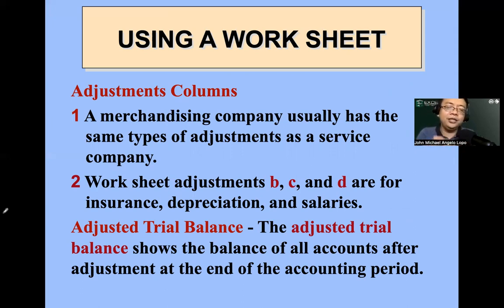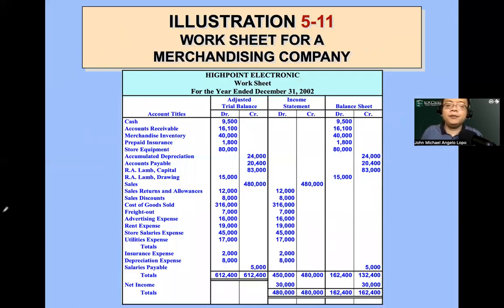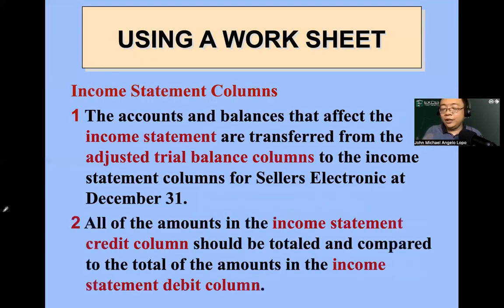worksheet. Okay. So a merchandising company usually has the same types of adjustments as a service company. Worksheet adjustments. Okay. B, C, and D are for insurance, depreciation, and also about your salaries. Okay? And also you have your salary trial balance. The adjusted trial balance shows the balance of all accounts, no? At the end of the accounting period. Okay. And so it is the worksheet. Okay. Hopefully you're still familiar. We discussed it before your midterm.